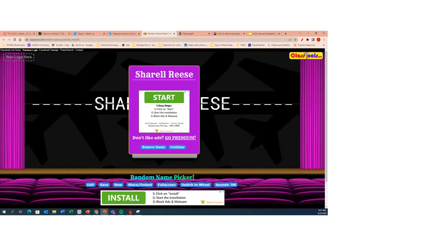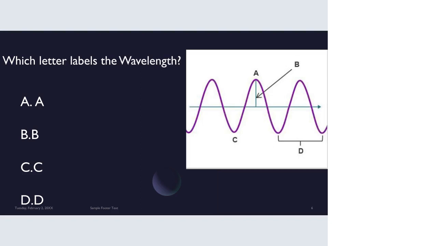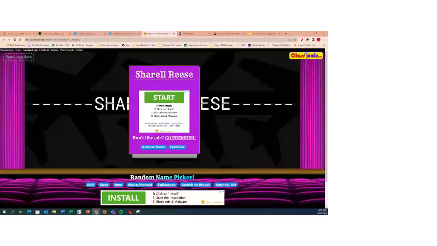Okay, so let's go back to closing this out. All right, publish the poll. And most of you said C. You're correct, C is the trough. All right, let's do the next one. What's the wavelength? Only one letter left on this one. We've used A, B, and C, so there's only one letter left, right? And I will do the drawing again while we're getting everybody participating in here.